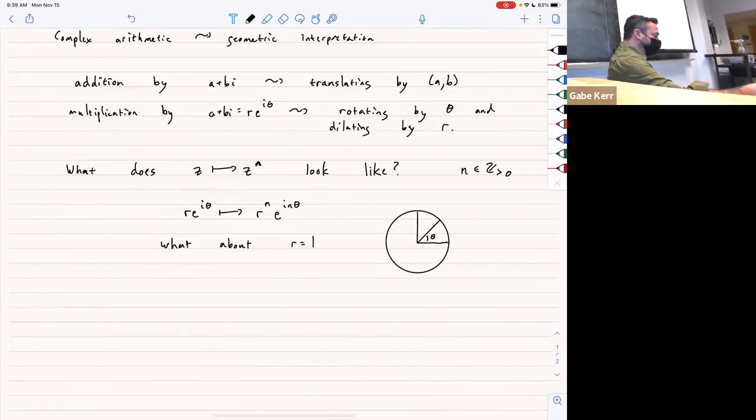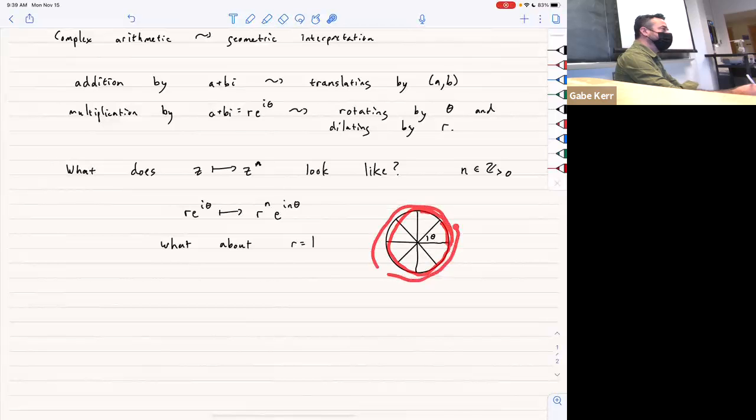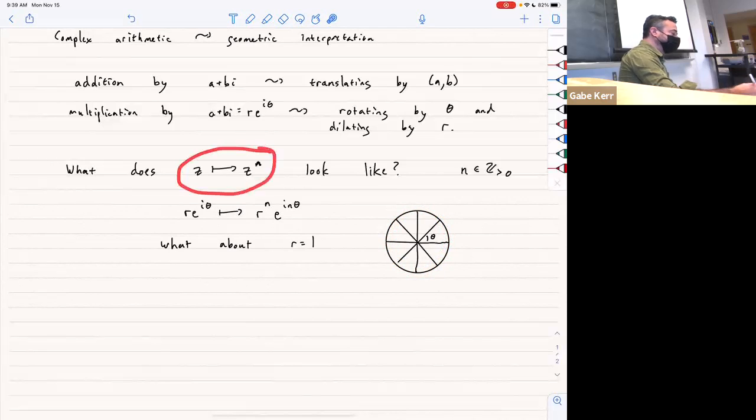So let's say we divide this up into n pieces, let's say n was 8, for example. What happens here is that this sector, or this arc, will go all the way around, and then this arc will go all the way around again. Basically what you're doing is taking this circle and wrapping it around 8 times. That's what this function looks like just on the unit circle.